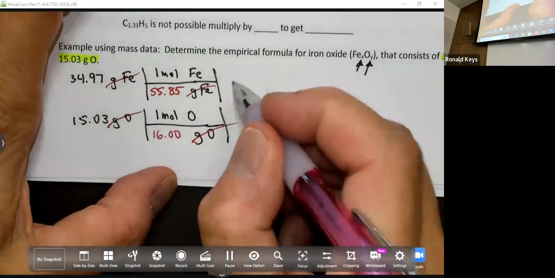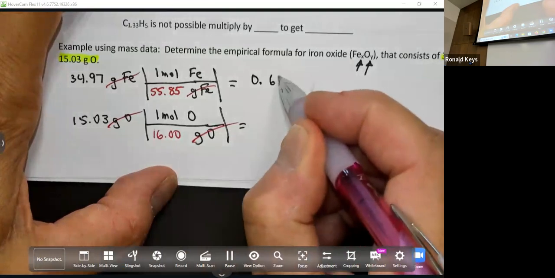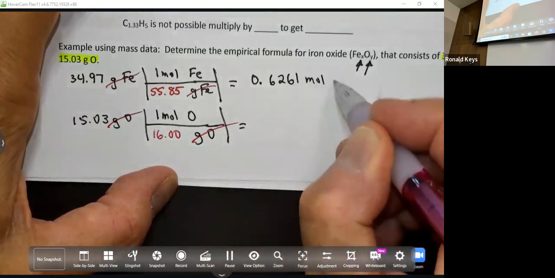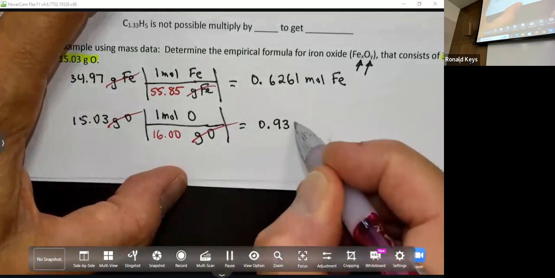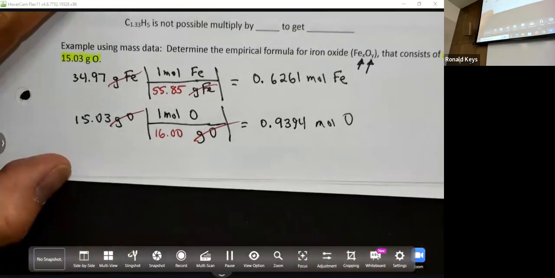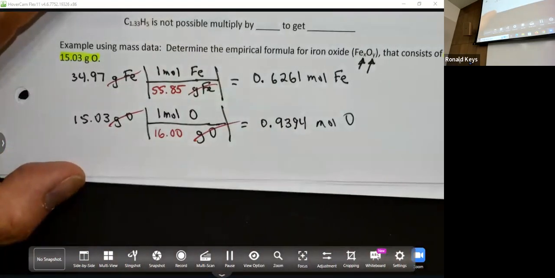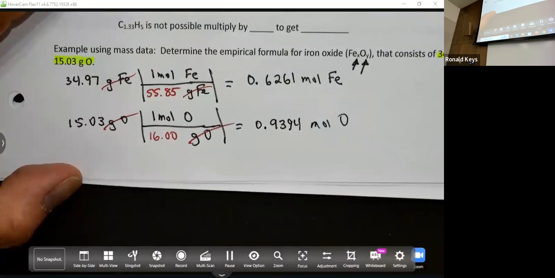So we'll convert to moles and we get 0.6261 moles of iron. And here we get 0.9394 moles of oxygen. So nothing super difficult there, correct? We're just converting grams to moles. So step one, get grams. You'll see where we'll have to get grams in the next example. Step two, convert to moles.